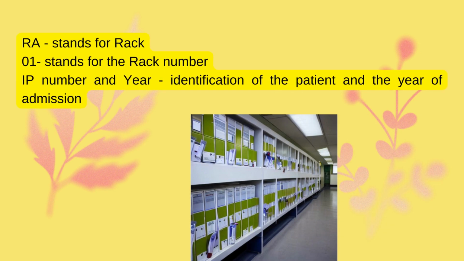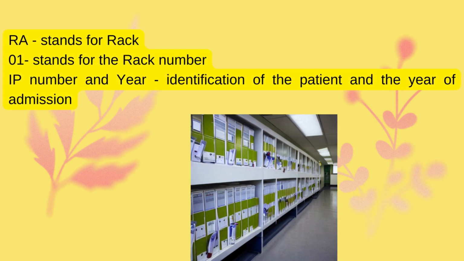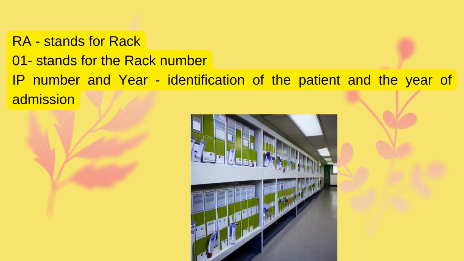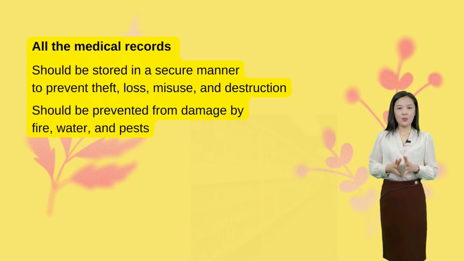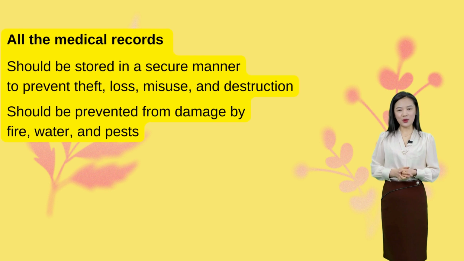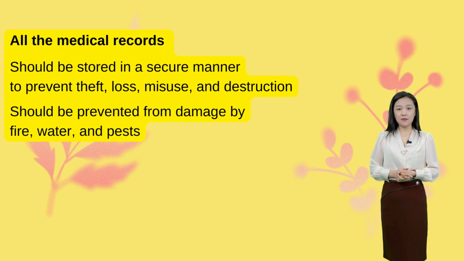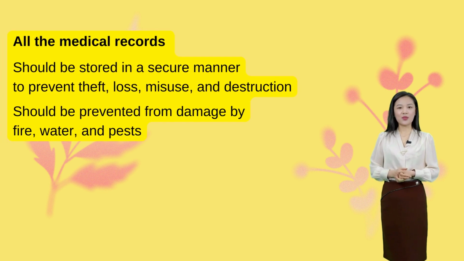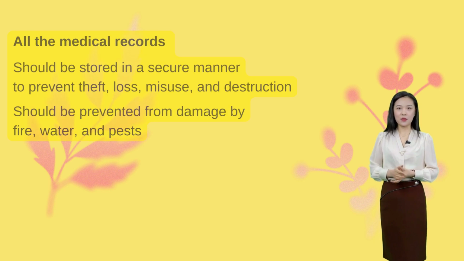Here, RA stands for rack. 01 stands for the rack number. IP number and year are the identification of the patient and the year of admission. All the medical records should be stored in a secure manner to prevent theft, loss, misuse, and destruction. They should be prevented from damage by fire, water, and pests.